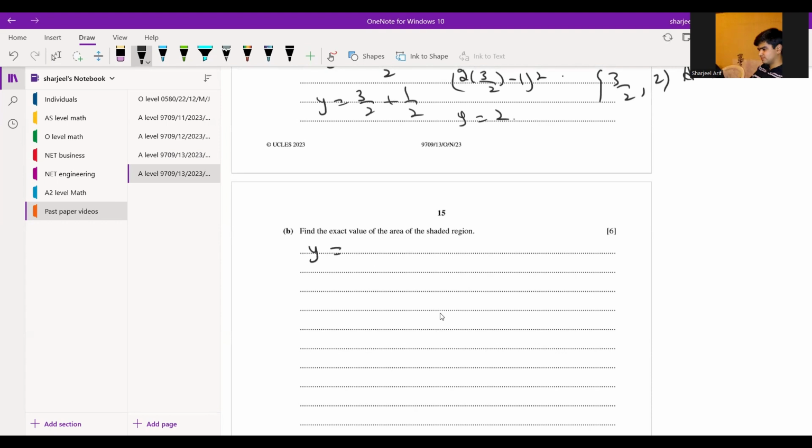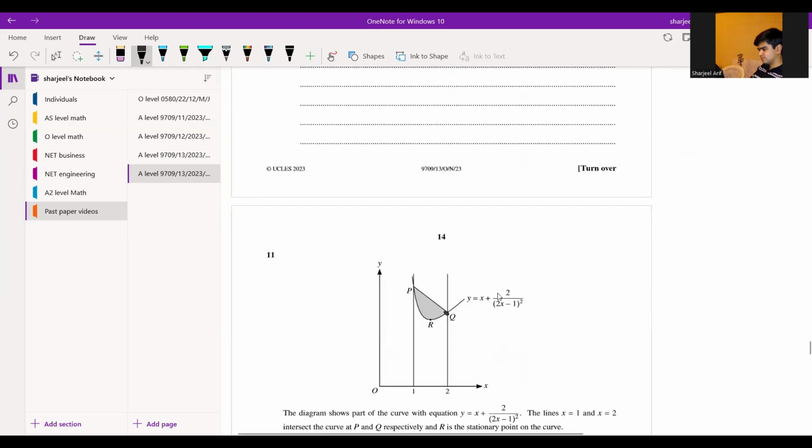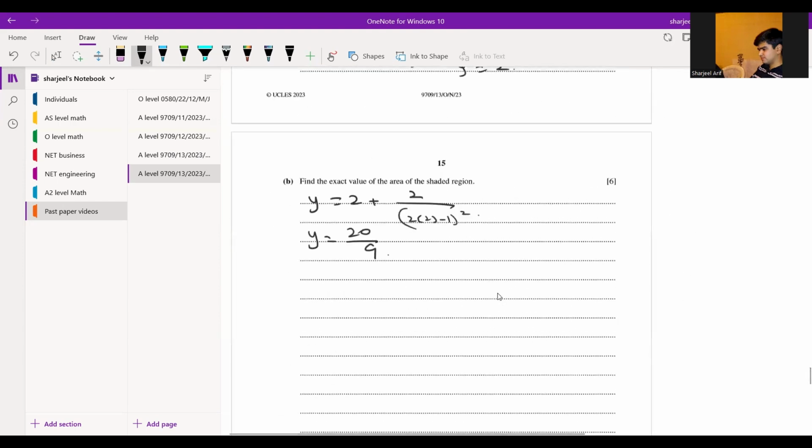So y will be equal to 2 plus 2 over (2 into 2 minus 1) whole squared. Y is equal to 20 by 9. So we have to find the value of y here and then here. And when x is 1, y will be equal to 1 plus 2 over (2 into 1 minus 1) whole squared. So y will be 3. So the coordinates of Q are 2 and 20 by 9. And for P it is 1 and 3.